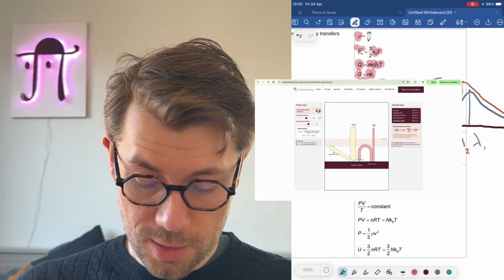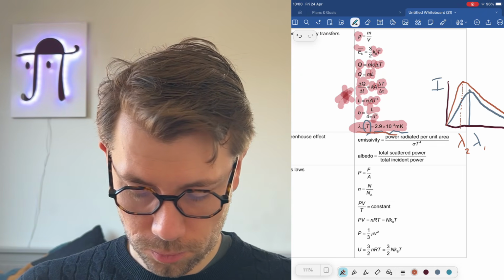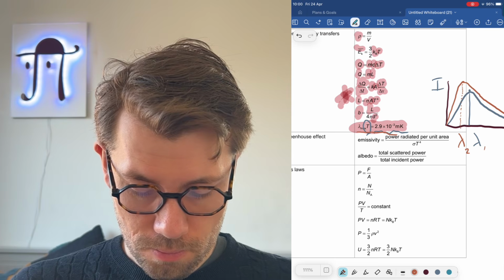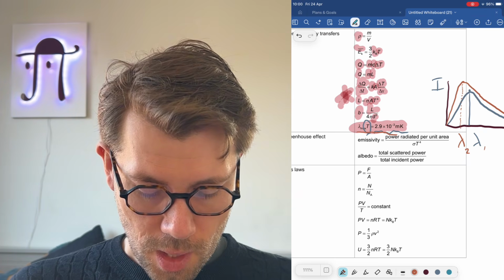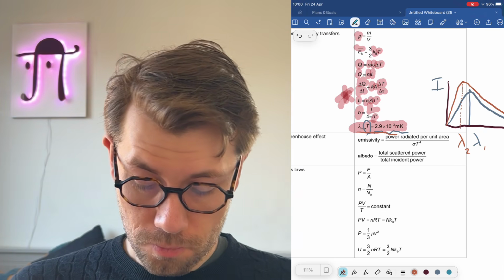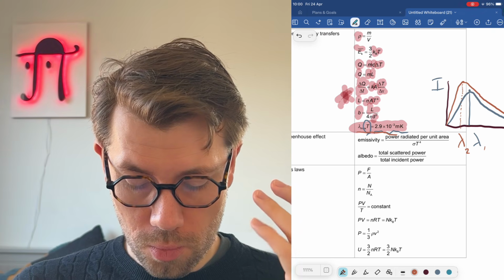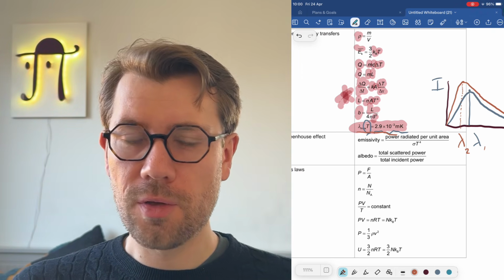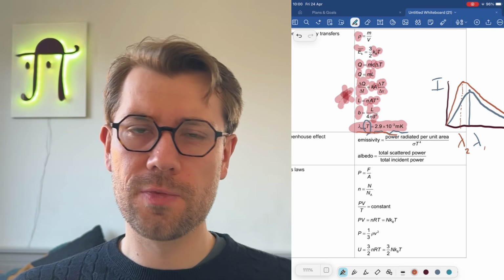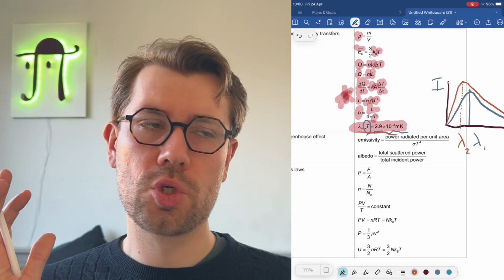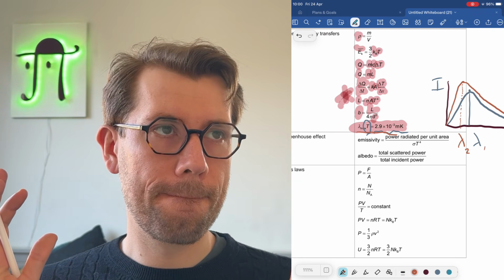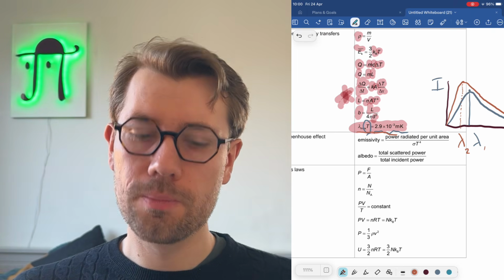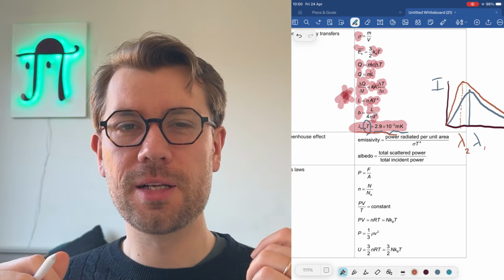Anyway, emissivity. So this is a measure of how good a black body something is. Because I've talked about a black body before. I said something that emits as much energy as it absorbs. It's a perfect emitter and absorber. But not everything acts like that.